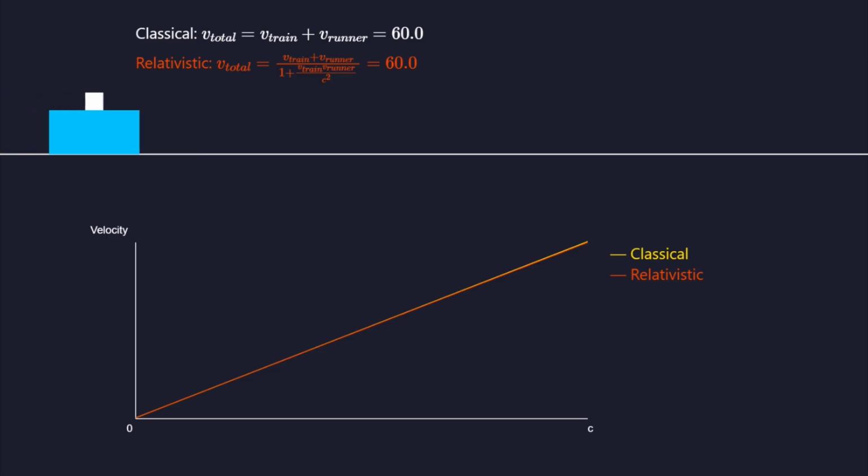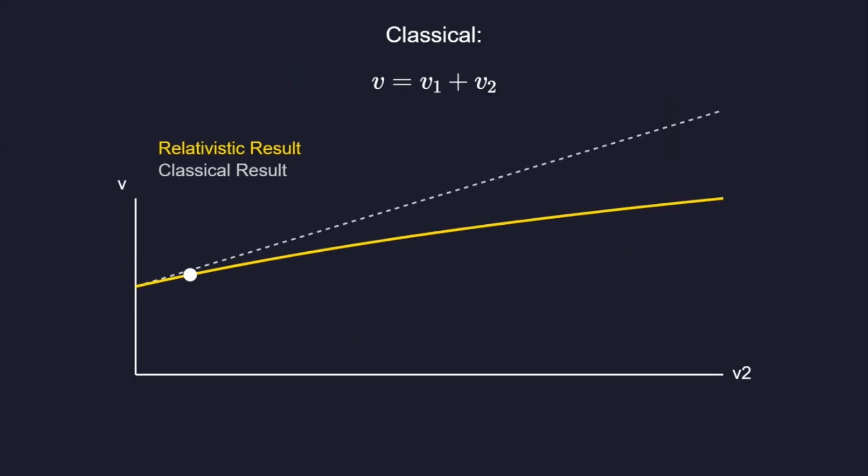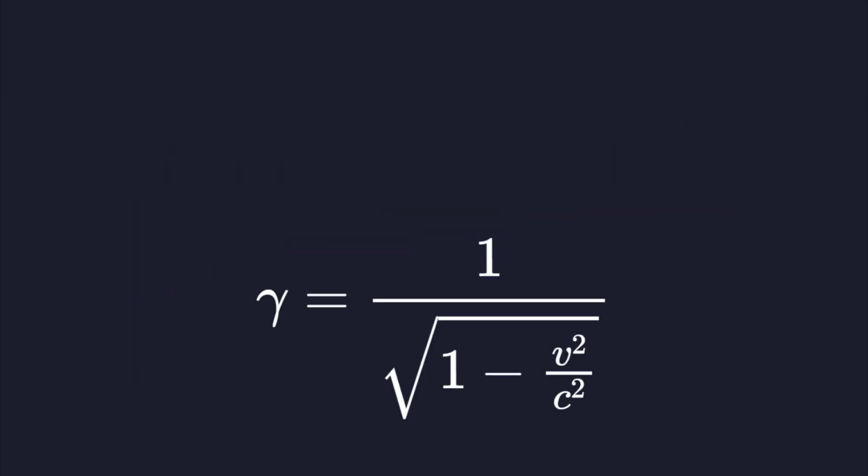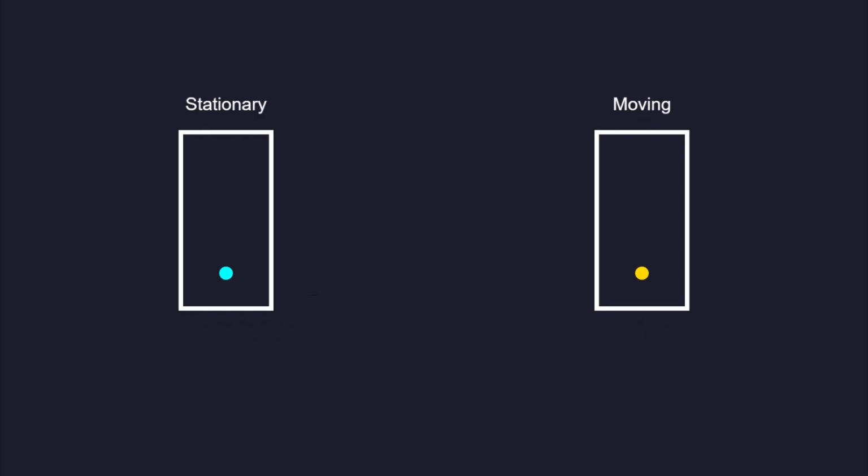Classical mechanics assumes velocities add linearly. If you run at 10 meters per second on a train moving at 50 meters per second, your total speed is 60. However, this linear relationship fails as we approach the cosmic speed limit. The relativistic velocity addition formula ensures that the sum of two velocities never exceeds light speed. It divides the classical sum by a factor that increases with speed, keeping the result within the valid domain of the spacetime function. Time dilation is a direct consequence of the Lorentz factor.